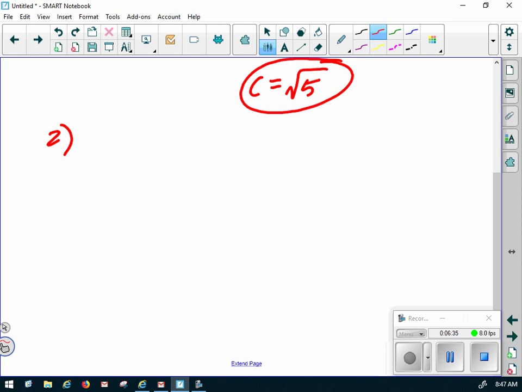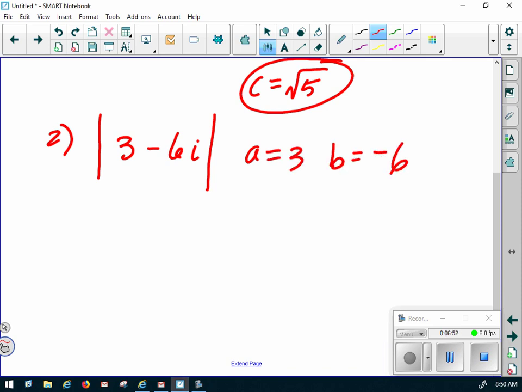Number 2. Let's do the absolute value of 3 minus 6i. You do this one. What is a? 3. What's b? b is negative 6. Now remember, Pythagoras said his theorem was a squared plus b squared. So what's a squared? 9 plus, what's b squared? What's negative 6 times negative 6? 36. This will never be negative. Ever, never, ever, never.